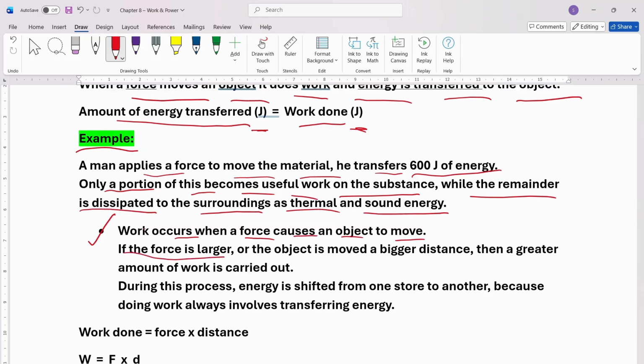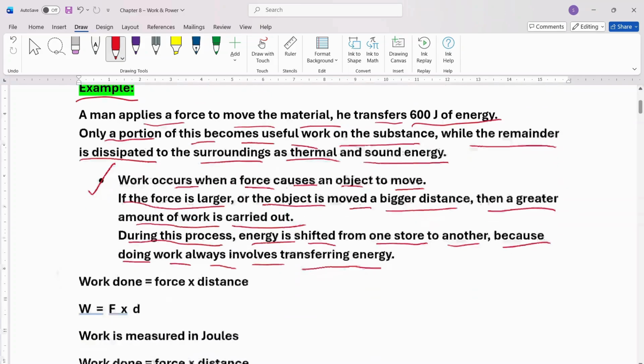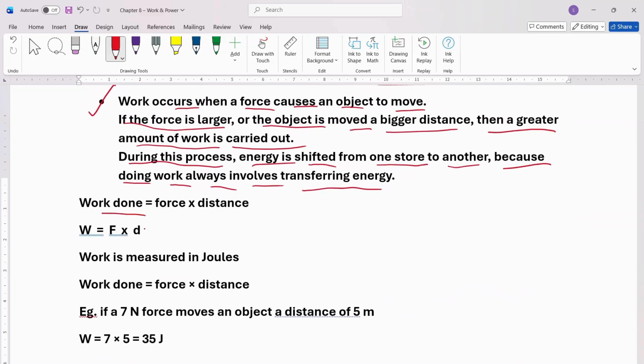If the force is larger or the object is moved a bigger distance, then a greater amount of work is carried out. During this process, energy is shifted from one store to another because doing work always involves transferring energy. Work done is equal to force times distance. W equals F times D. Work is measured in joules.